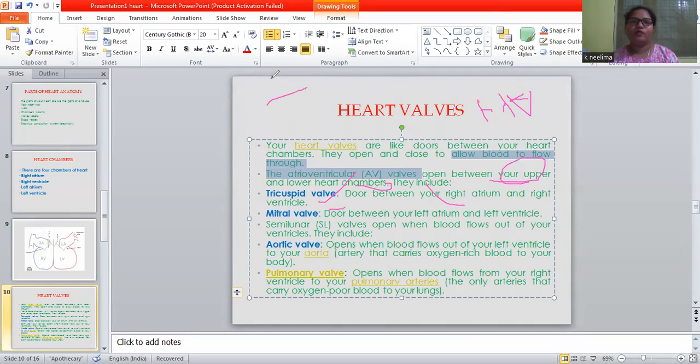This is the four-chambered heart. This is the tricuspid valve, and this is the mitral valve. Between the right atrium and right ventricle, the tricuspid valve is present. Between the left atrium and left ventricle, the mitral valve is present. The next one is the aortic valve. It opens and blood flows from the left ventricle. Next, the pulmonary valve, which contains pulmonary arteries. Pulmonary arteries carry oxygen-poor blood, and the aortic valve carries oxygen-rich blood.